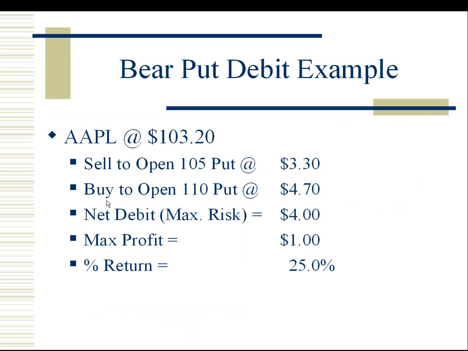Now, the parity trade is the bear put debit. And if I was really interested in selling that bear call on Apple by selling the 105 and buying the 110, I'd want to compare it to the bear put debit, where I'd use the same strikes, but just use puts. We'd sell the 105 put, which is $1.80 in the money, and we'd receive $3.30. At the same time, we'd buy the 110 put.